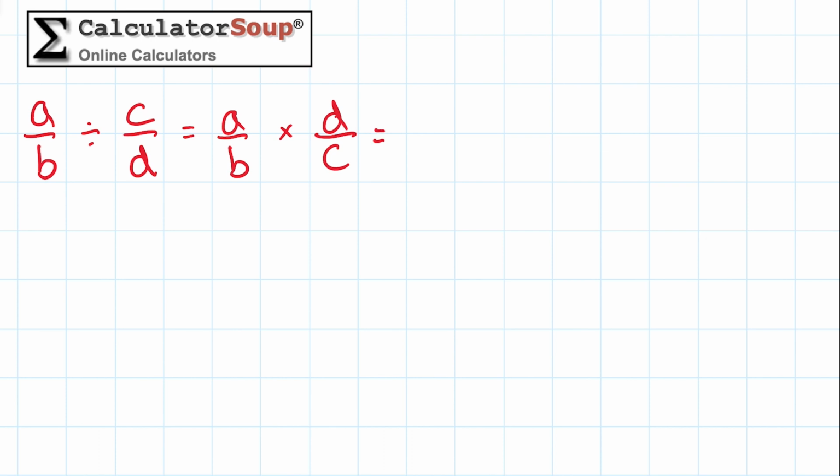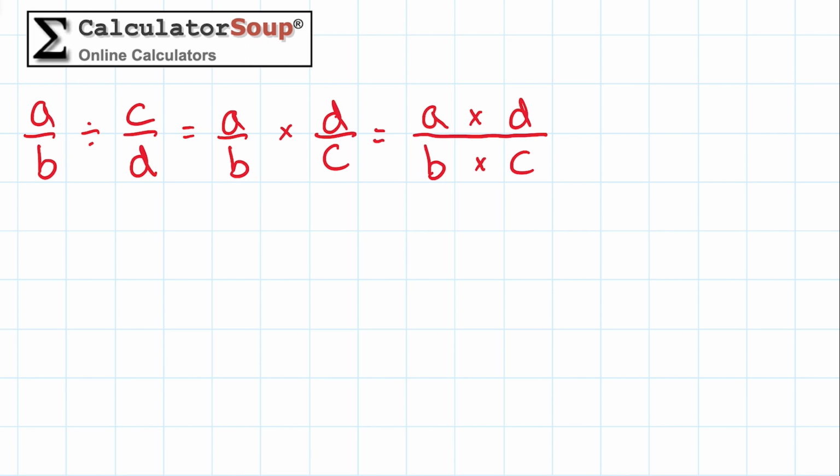Next, we want to multiply the numerators together and the denominators together. The numerator of our answer is A times D, and the denominator is B times C. Lastly, simplify the fraction if needed. To do this, divide both the numerator and denominator by the greatest common factor.